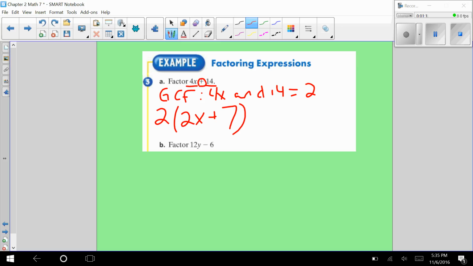That's how we factor. So in B, our GCF, what goes into 12 and 6? 6. So I write a 6 down and start my parentheses. 6 times what makes 12y? 6 times 2y. 6 times what makes 6? 1. There's a minus up top, so I put a minus in my answer and close my parentheses. That is factored. If I wanted to check my answer, all I'm going to do is distribute and see if I get the same thing that I started with.